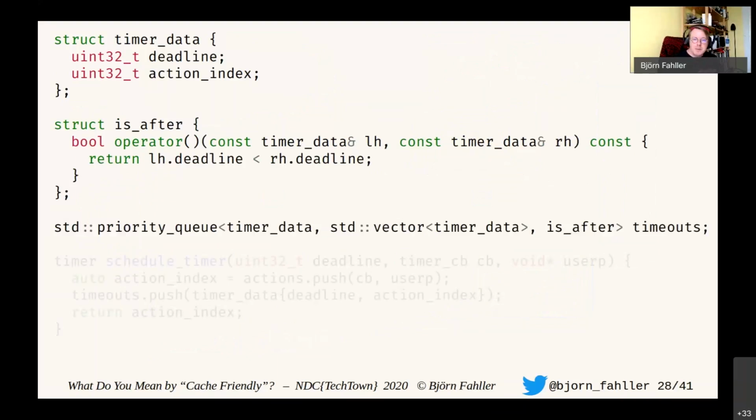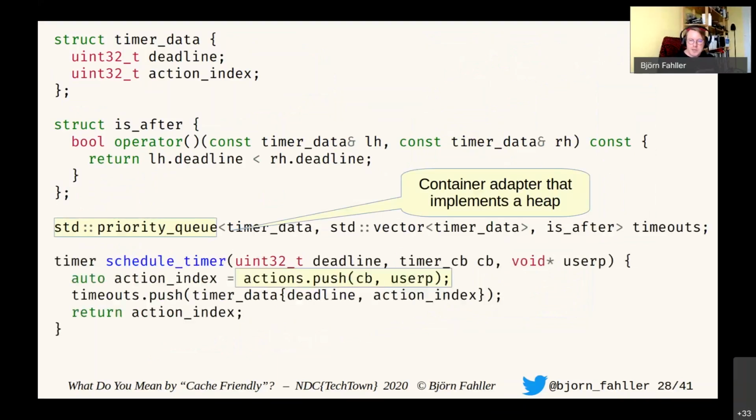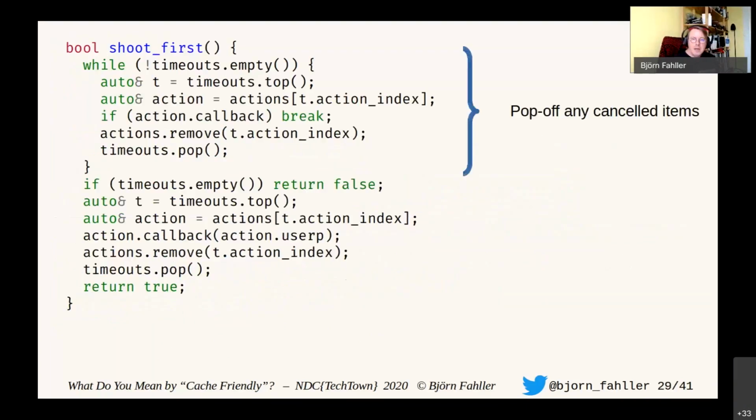As it happens, the priority queue actually exists. The heap exists in the C++ library under the name priority queue. So we just use that one. The schedule timer now stores a callback and user pointer in the action table, and then we push onto the queue the deadline and the index. Shoot first becomes more advanced because the top element may be cancelled, so we need to pop elements as long as the action callback is null. And then we can do the desired work.